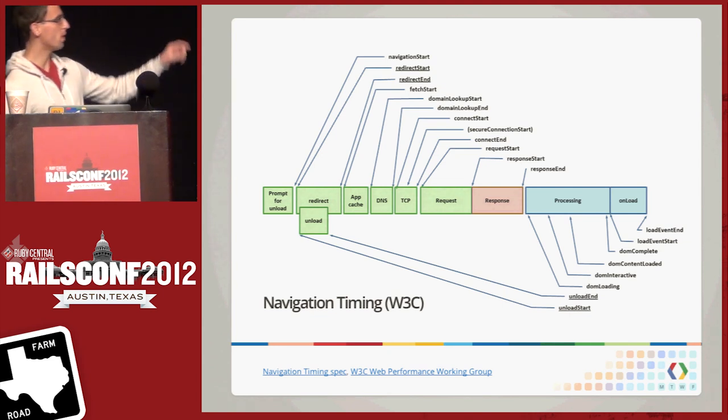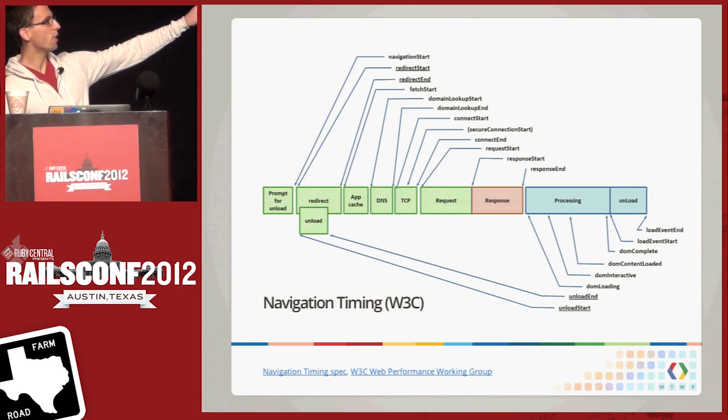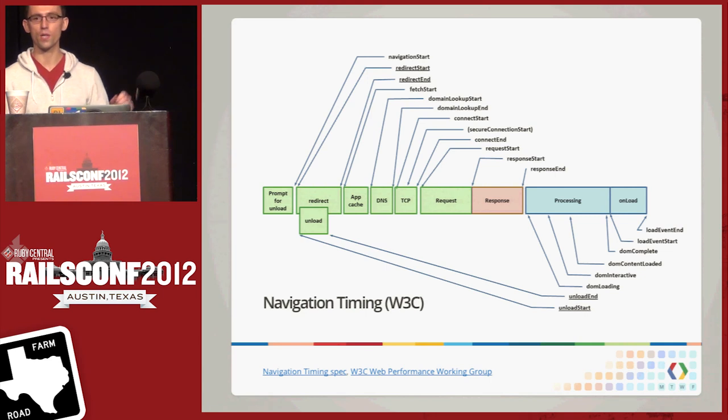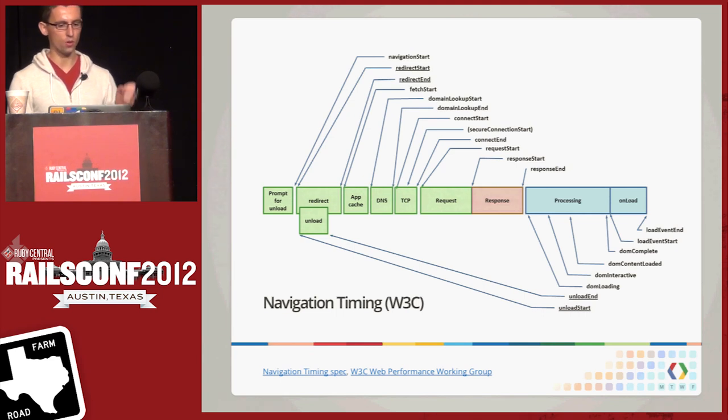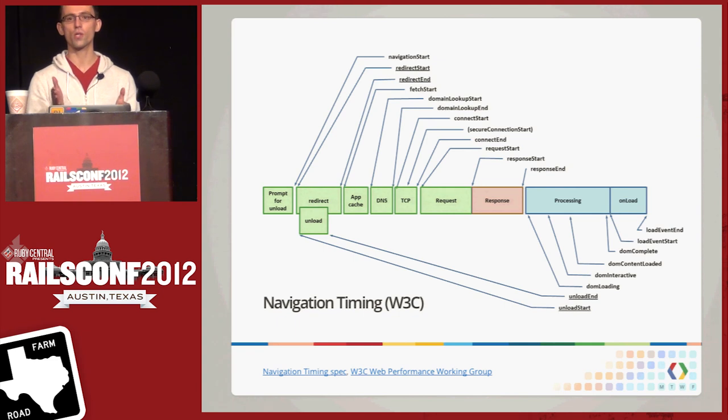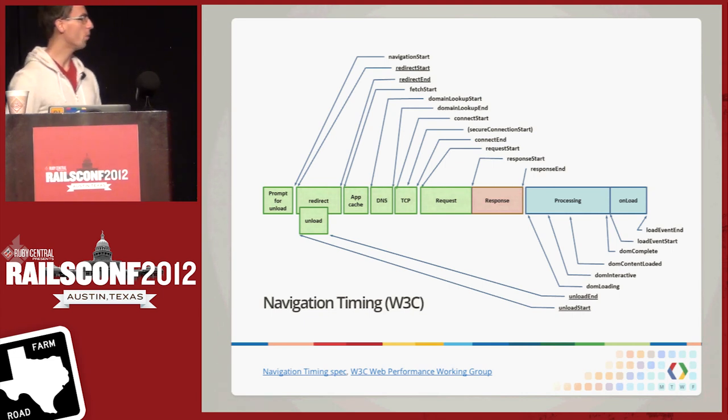So each one of these, it's very hard to read them, but each one of these black labels at the top is actually a timer that you can get at. So navigation start, fetch start, domain lookup start, DOM complete, each one of these is a microsecond level timer that can give you the exact timing of how long it took to do a DNS resolution. So that's pretty cool. And we have them colored in three different colors here.